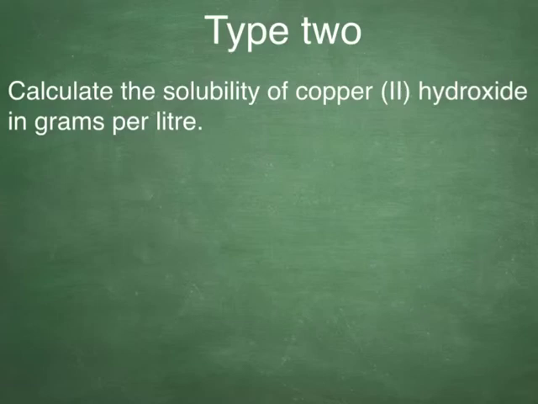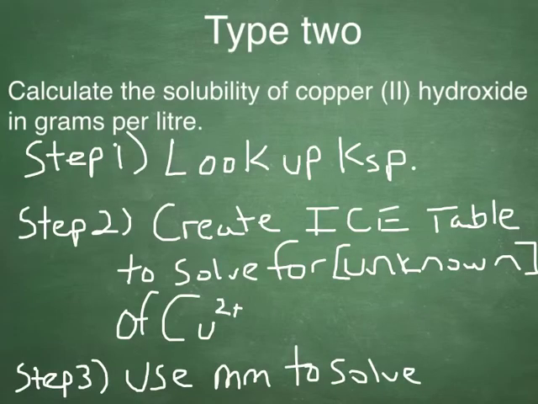Type 2. Calculate the solubility of copper 2 hydroxide in grams per liter. Here are the steps. Again, after I give you the steps, pause it. Try it yourself. You're going to look up the KSP. You're going to create an ICE table to solve for the unknown concentrations of copper 2 plus. And we're going to use the molar mass of copper 2 hydroxide to solve. Let's do it.